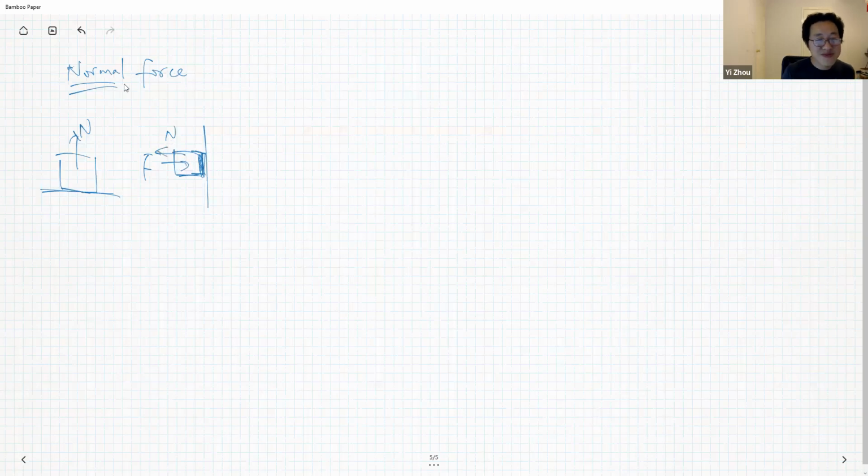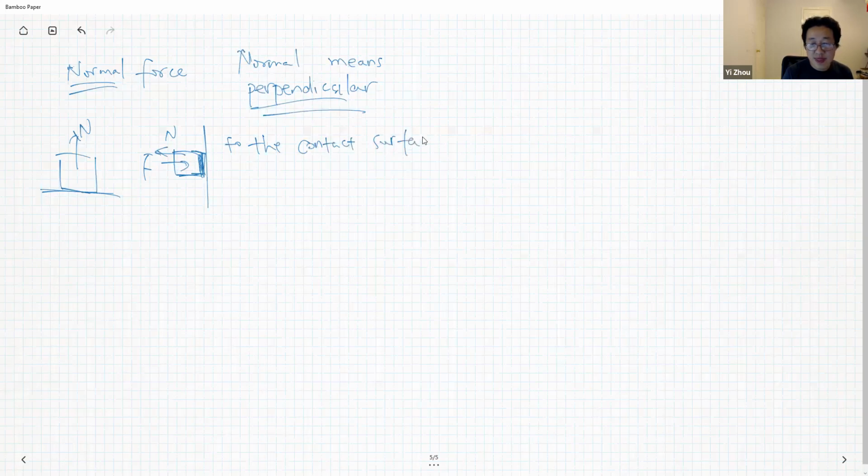So normal actually means perpendicular. The normal force is always perpendicular to the contact surface. Okay.